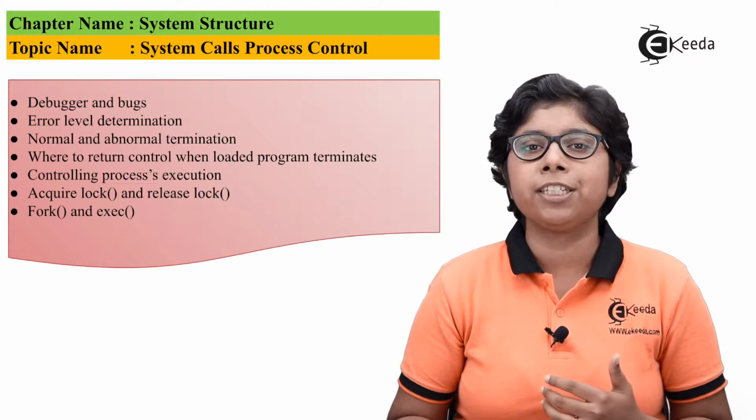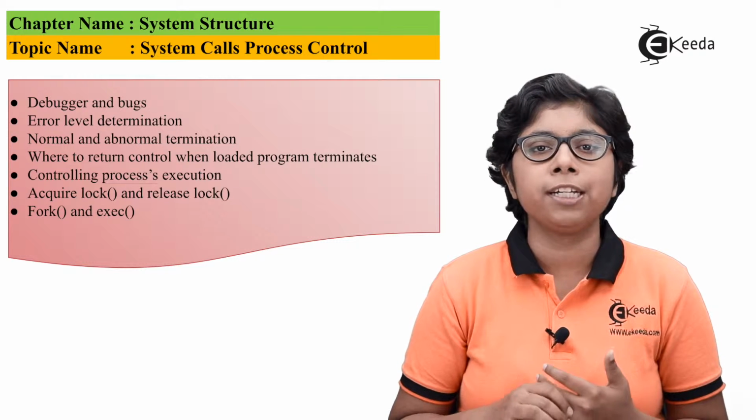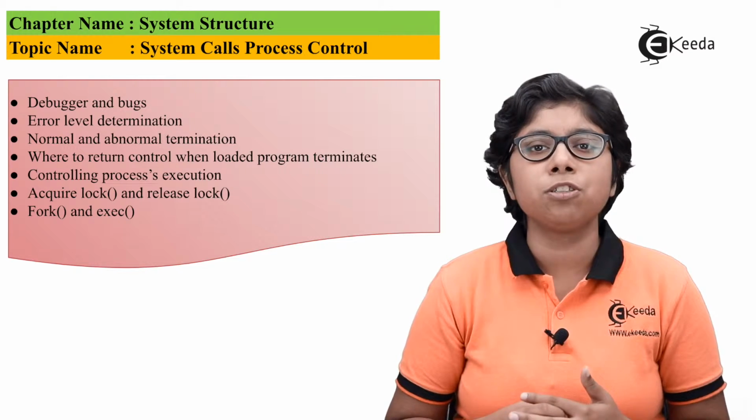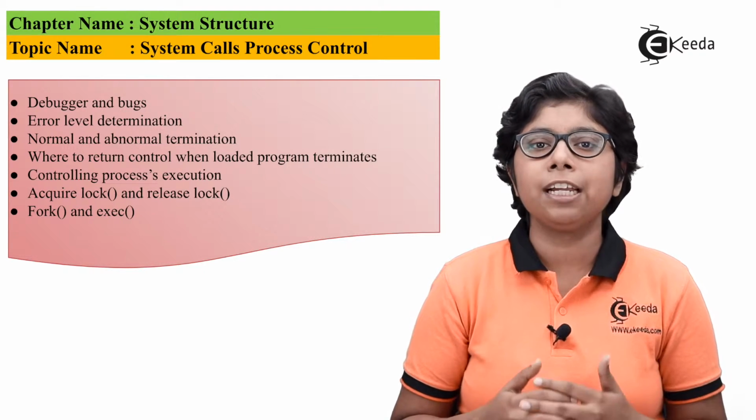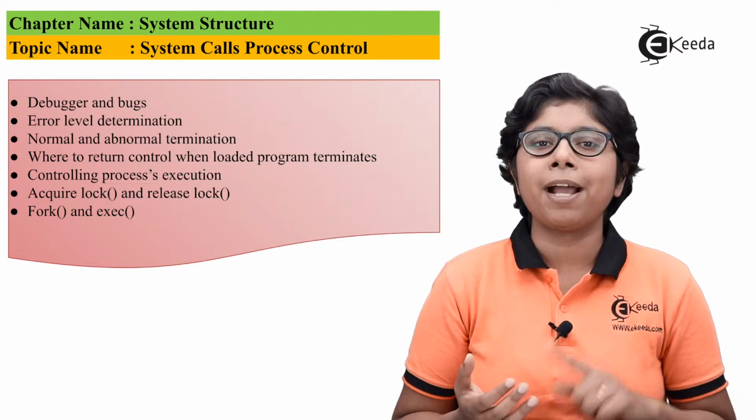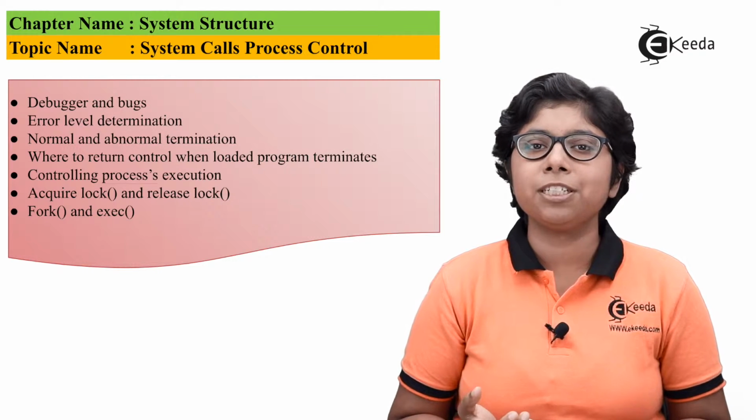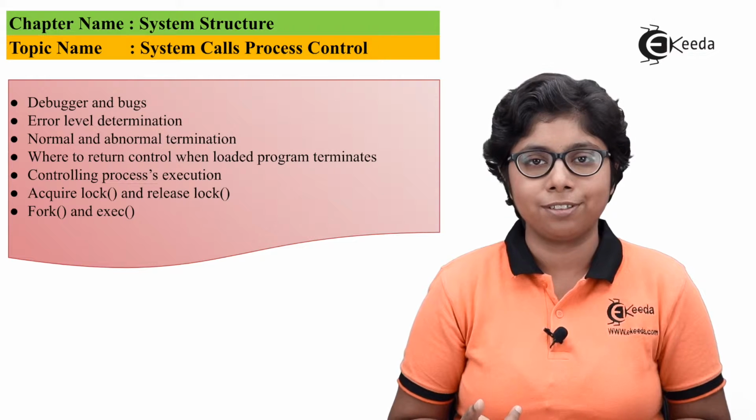Now, if we have created many processes or a single process, we may want to control its execution too. This control requires being able to determine and reset the attributes of a process, including the job's priority and the maximum allowable time limit for a process. This can be done by the getProcessAttribute and setProcessAttribute system calls.